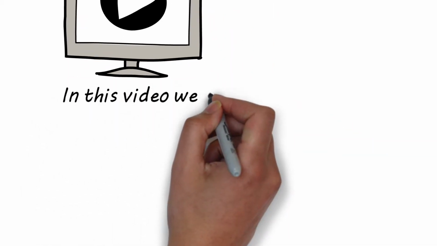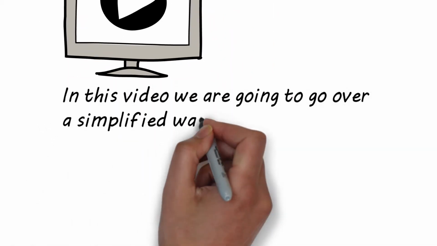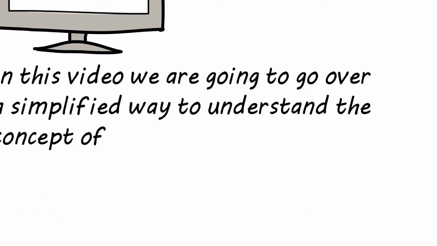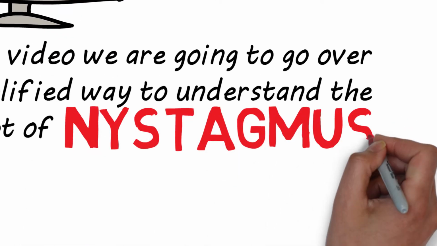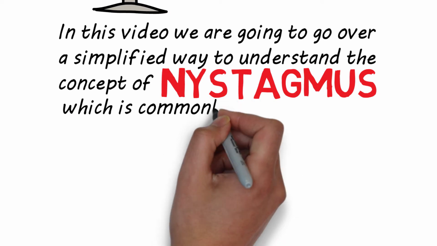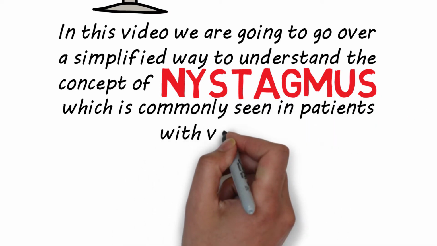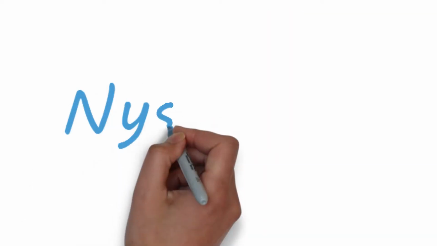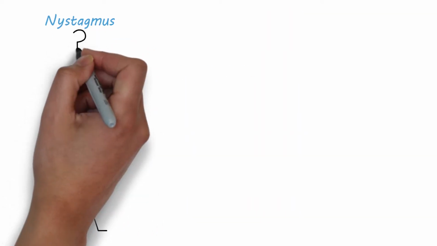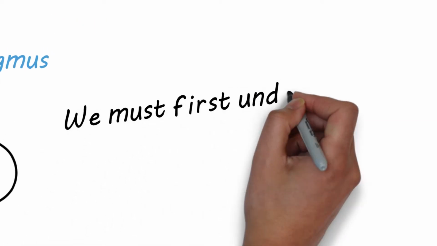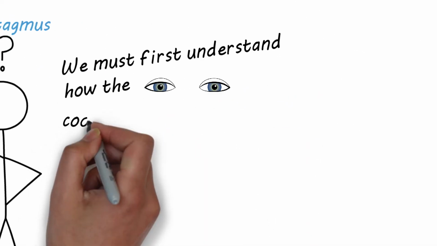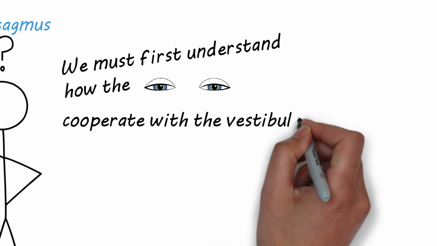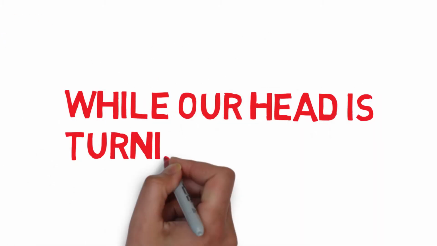In this video, we are going to go over a simplified way to understand the concept of nystagmus, which is commonly seen in patients with vertigo. Nystagmus. Before we can dissect how nystagmus works, we must first understand how the eyes cooperate with the vestibular system while our head is turning in space.